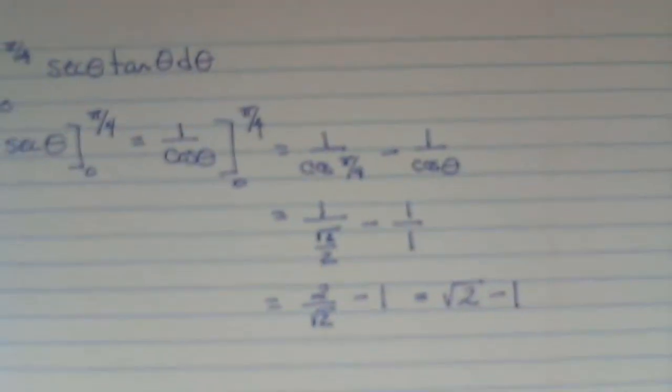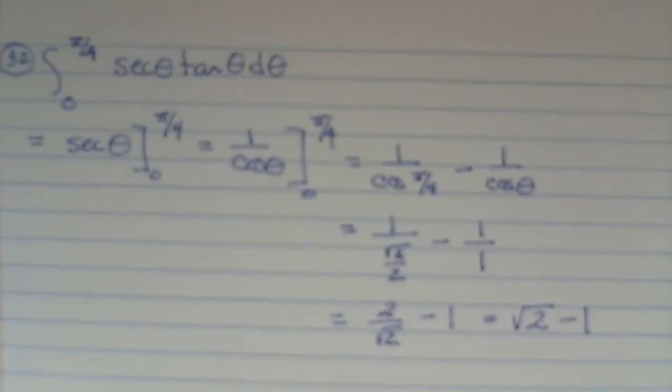When you rationalize that, multiply the top and the bottom by root of 2, you just get root of 2. So we're left with an answer there of root 2 minus 1. Root 2 minus 1. So again, the key is to find the antiderivative.